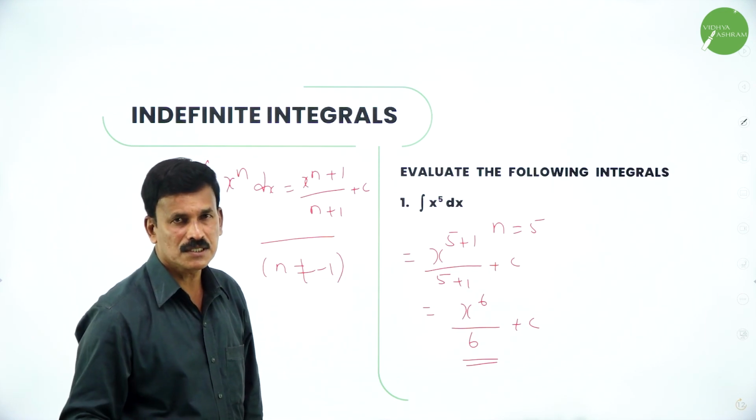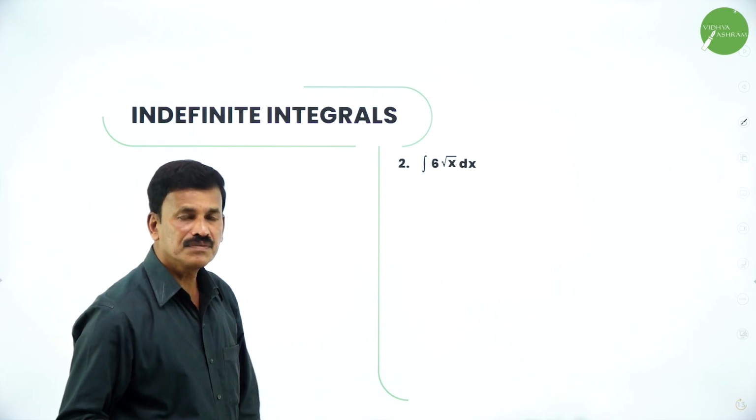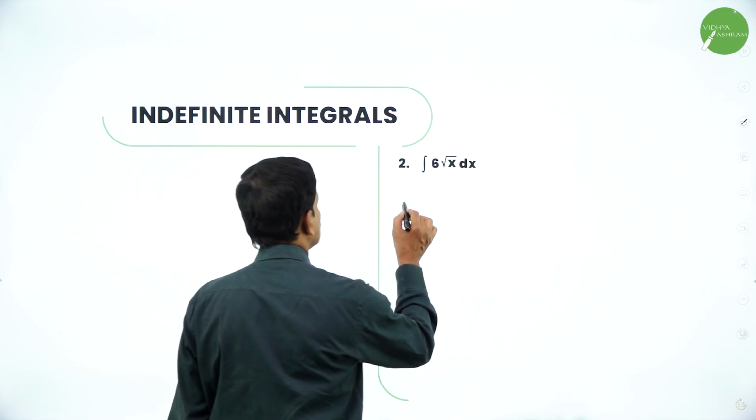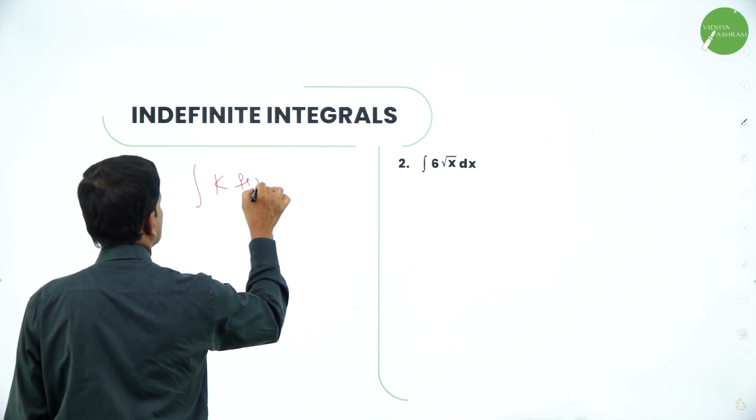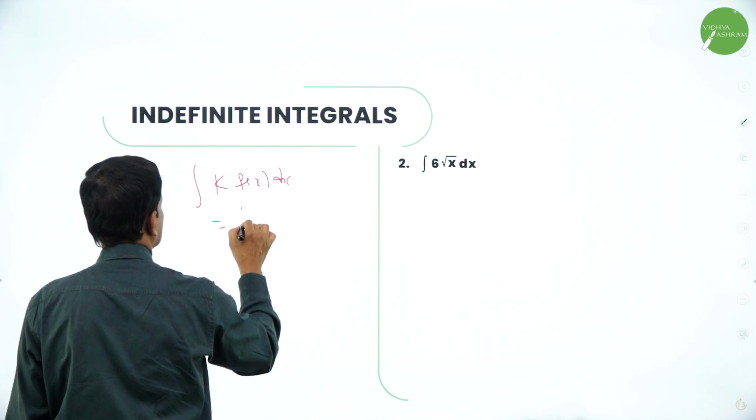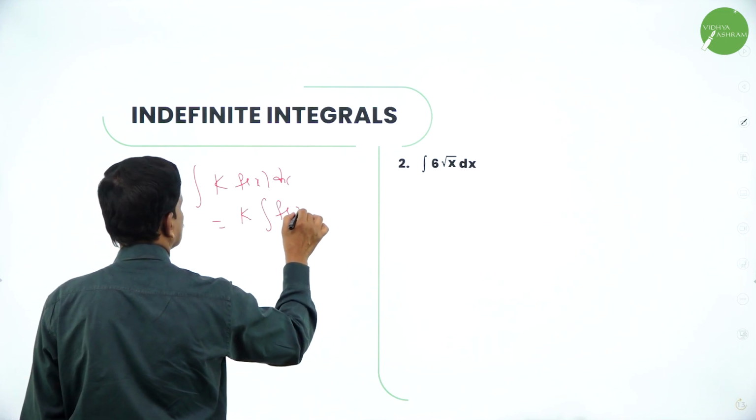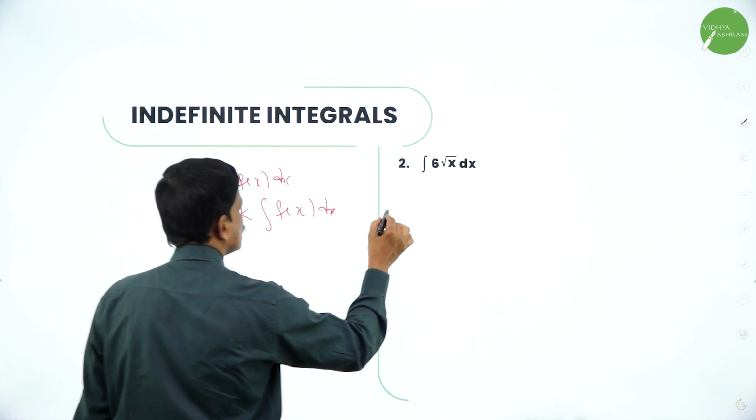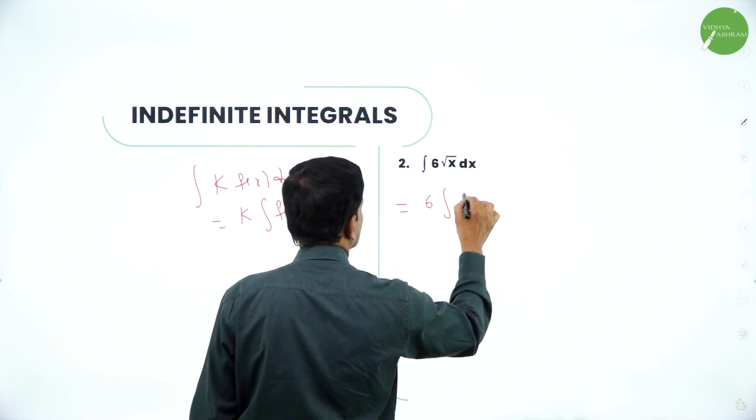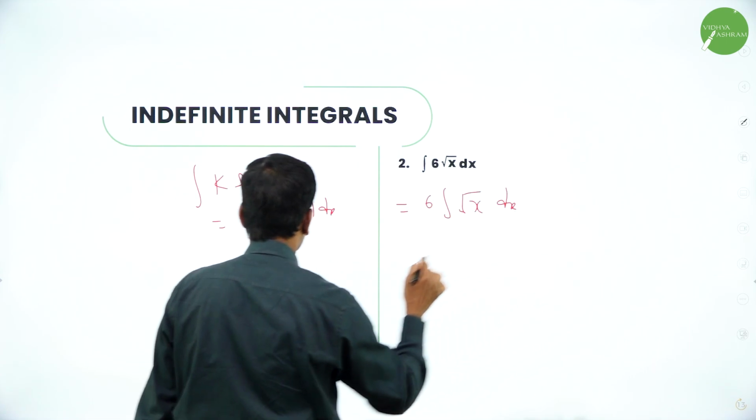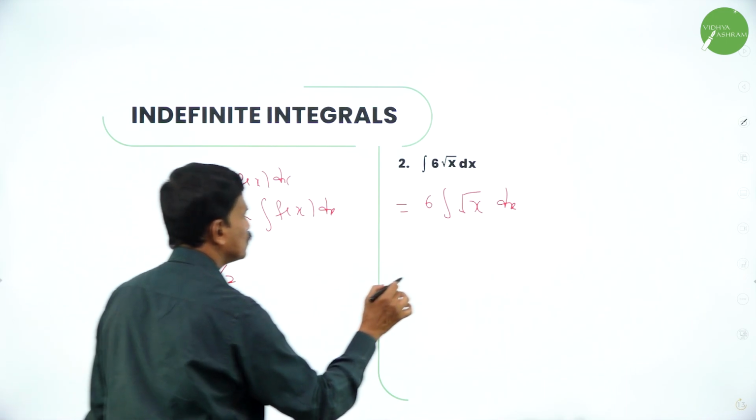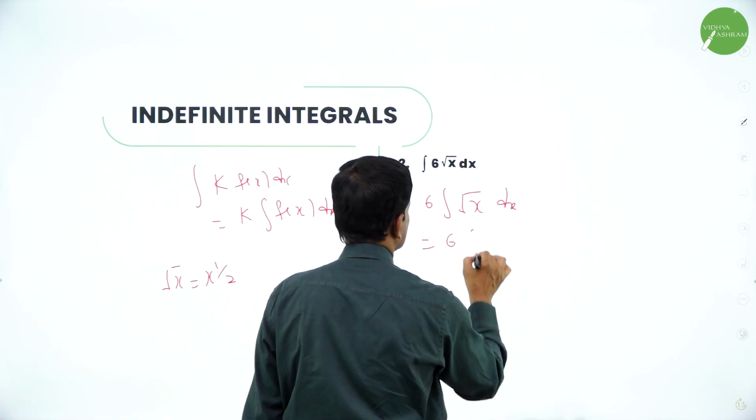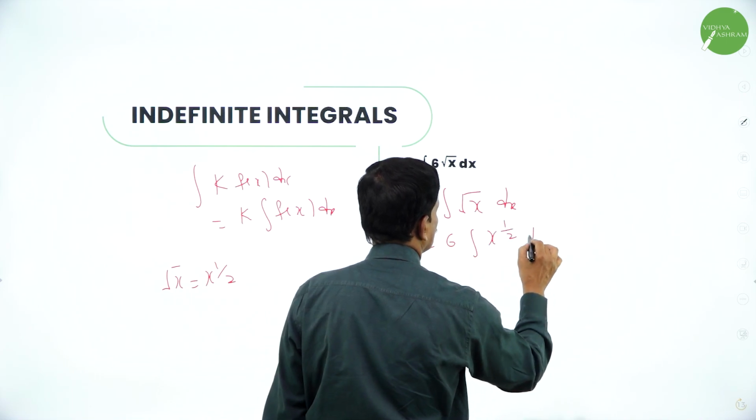Now suppose it is like this. Here this is a constant into a function. As you know, integration of constant times f of x dx can also be written as the constant out, into integration of f of x dx. So this is 6 out, integral of root x dx. Now this root x can also be written as x to the power of 1 by 2. So this is equal to 6 into integral x raised to 1 over 2 dx.